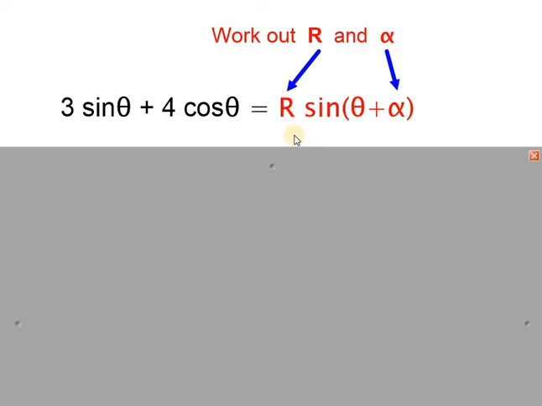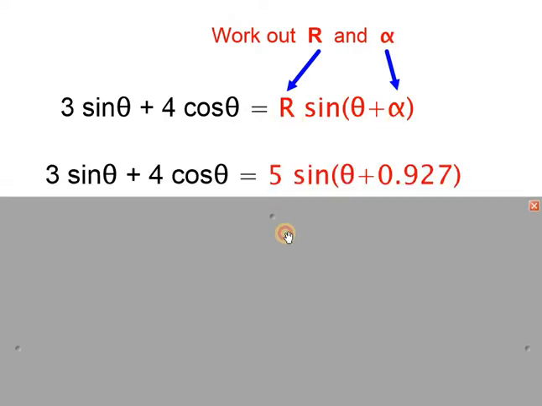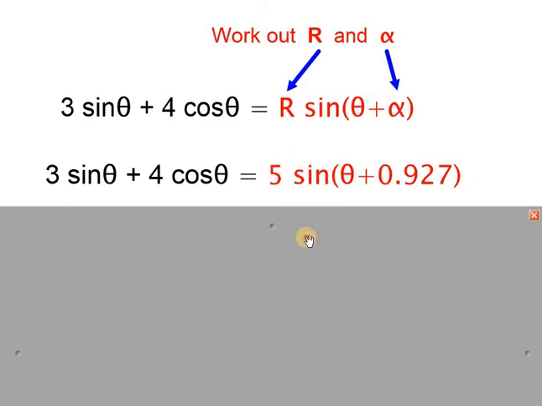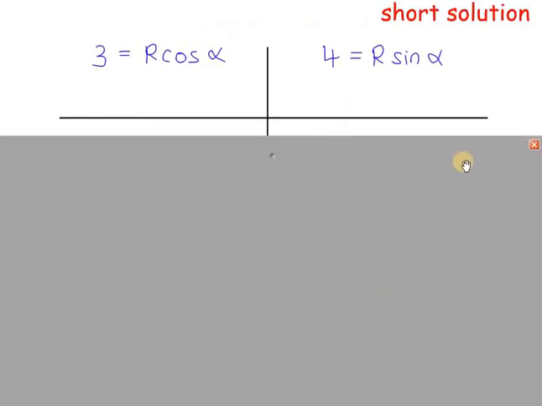So we set out to work out r and alpha. We've worked out r, 5, and worked out alpha. So instead of using 3 sine theta plus 4 cos theta for sketching graphs or solving equations, we can use 5 sine of theta plus 0.927 radians instead. And this is far simpler to work with a single trig function than to have these multiple sine and cosine terms.